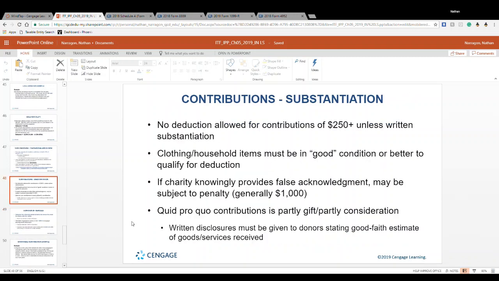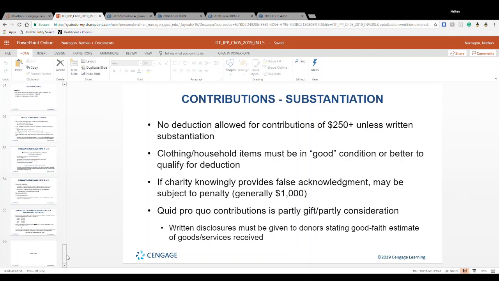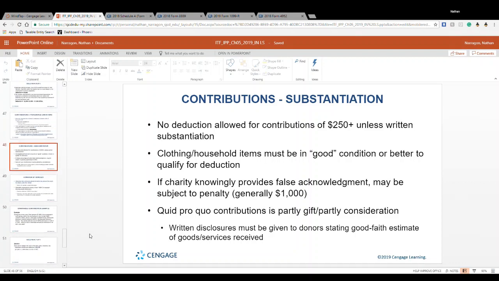Alright, we're almost there, guys. There's 55 slides, we're at 48. Okay, contributions and substantiation. There is no deduction allowed for contributions of $250 or more unless there's a written substantiation.